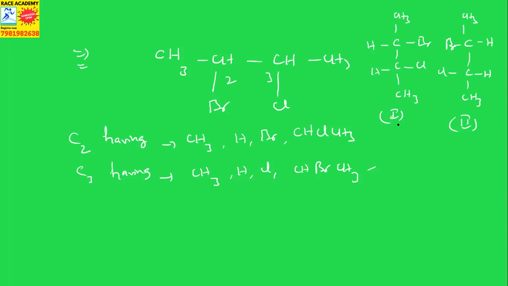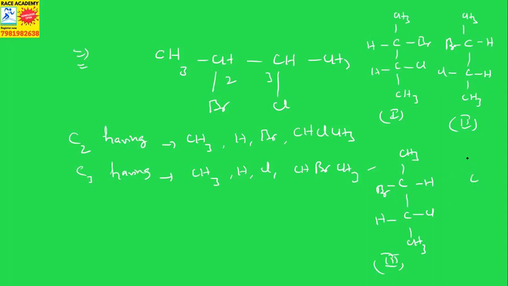And now we'll try to write another way, that is CH3, bromine, here hydrogen, and carbon, here Cl, here hydrogen, here CH3. This is the third one. This is not matched with any one.